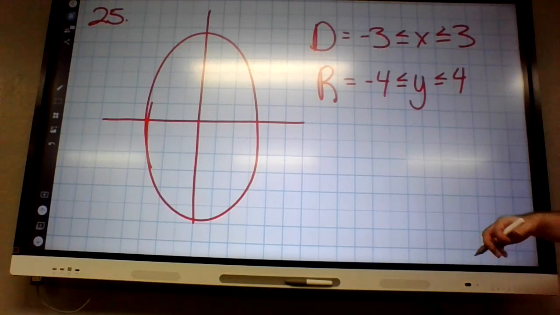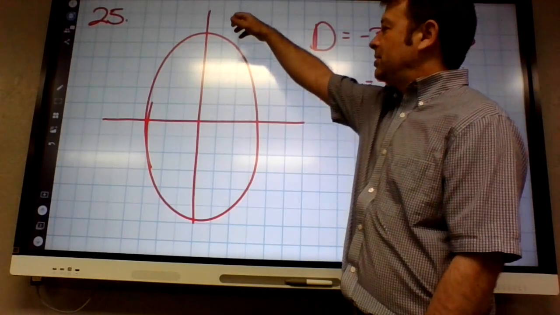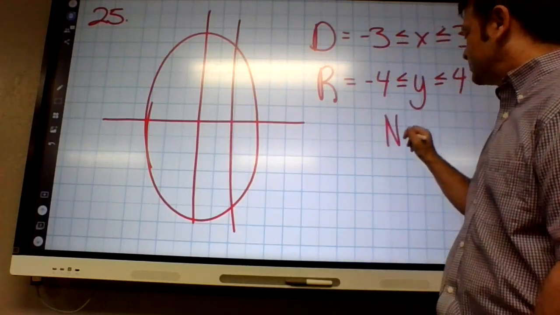Okay, is this a function? No, it fails the vertical line test.